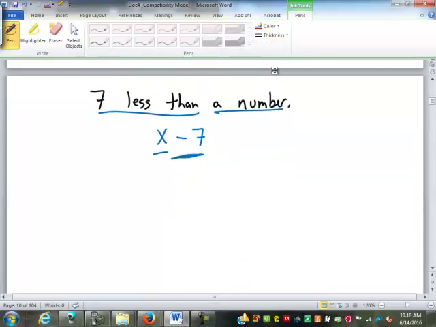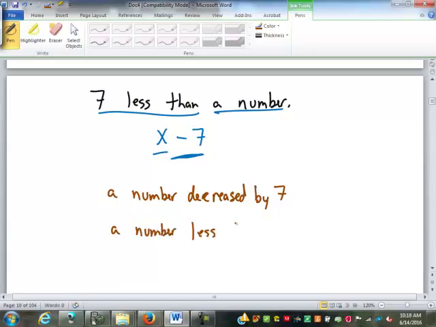Other phrases might be a number decreased by 7. 7 less than a number could be a number less 7, which is another way of writing it. Can you think of any others?